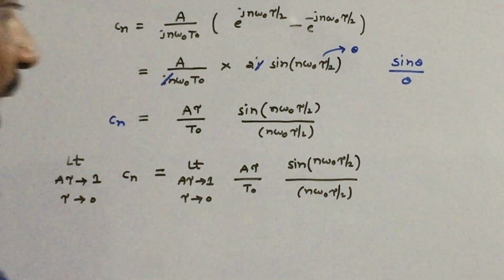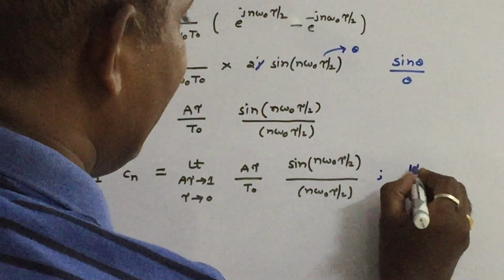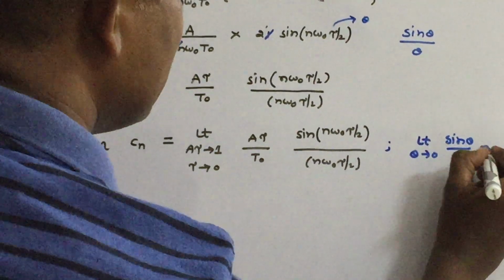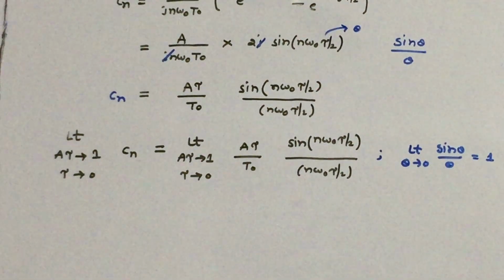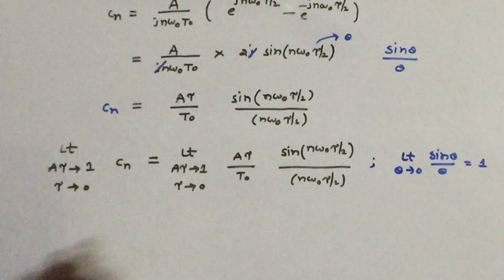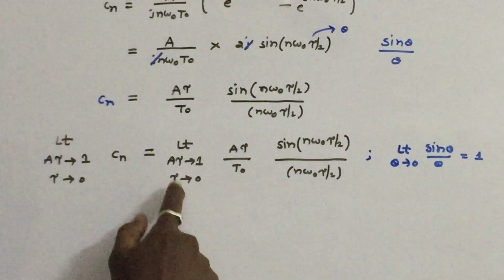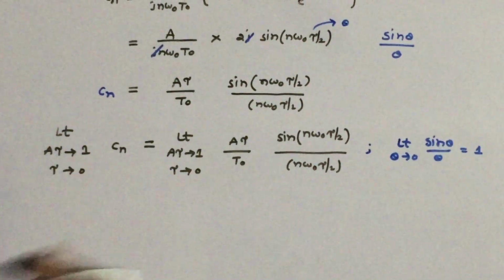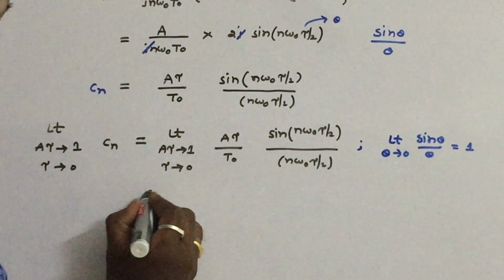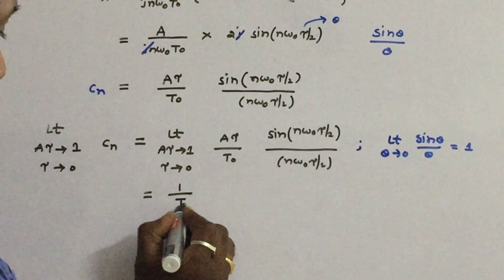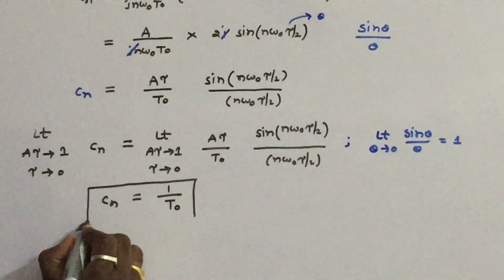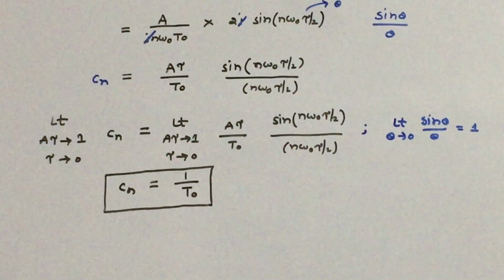You can clearly see that limit theta tends to 0 of sine theta by theta, from the limits formulas, is 1. So limit tau tends to 0 of the sine theta by theta format, the answer is 1. So if you substitute A tau equal to 1, the exponential Fourier series coefficients will become 1 by T naught. Very simple formula, Cn is equal to 1 by T naught. So this is the answer.